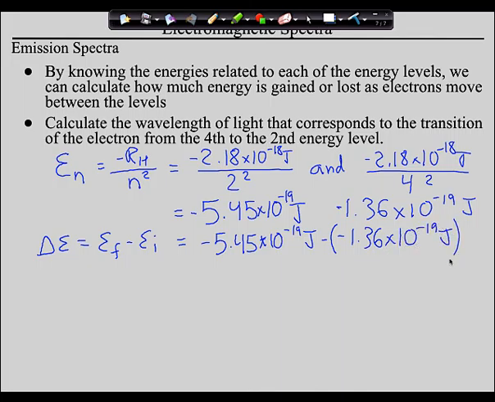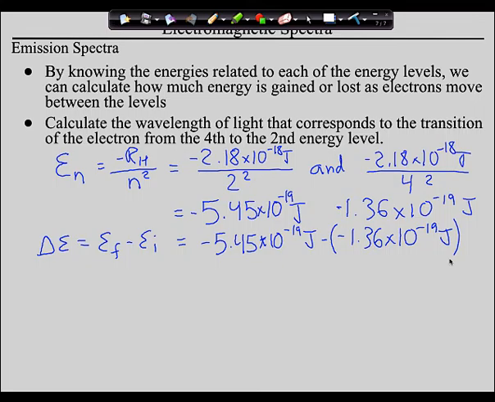Now guys, when I do this math, what should the answer come out to be? Positive or negative? Negative. Why negative? The electron is falling, so energy is being released. It's a very important error check.